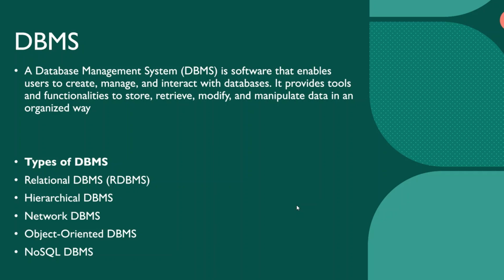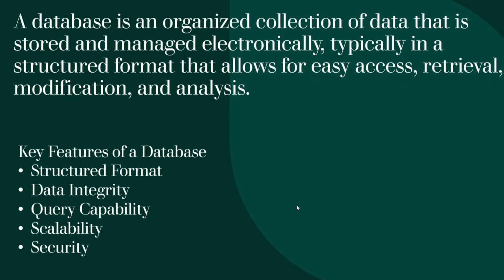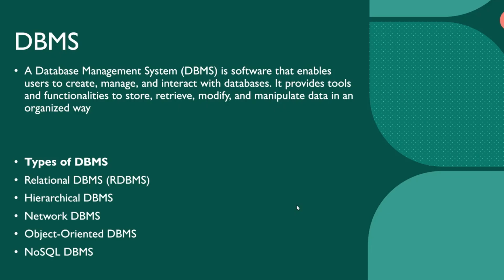A DBMS acts as an intermediary between the user or application and the database to ensure that the data is consistently organized and remains easily accessible. Let's quickly discuss the key features, as they are similar to what we discussed for the database. The first one is data storage and retrieval. Using the DBMS we can efficiently store and retrieve data as required.